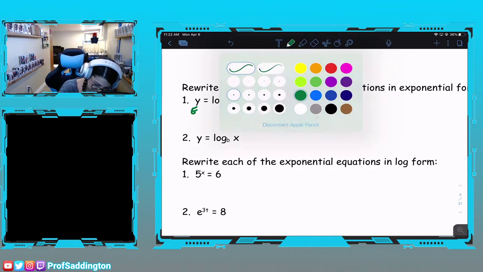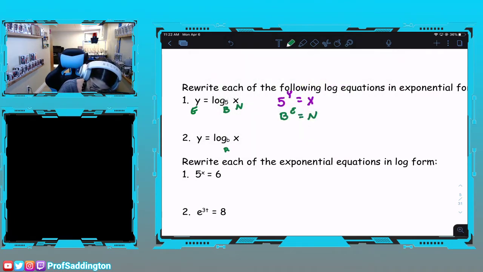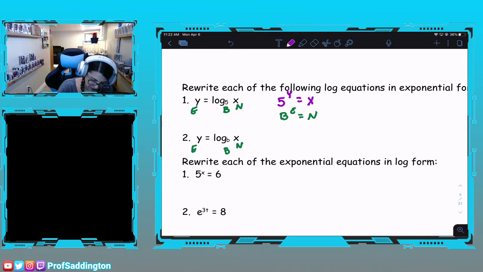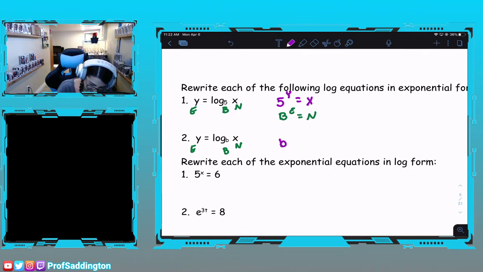We can also do that down here. So we are in bunny form, and we want to go to Ben form. So my base number is b, my exponent is y, and my number is x. So b raised to the y power equals x.